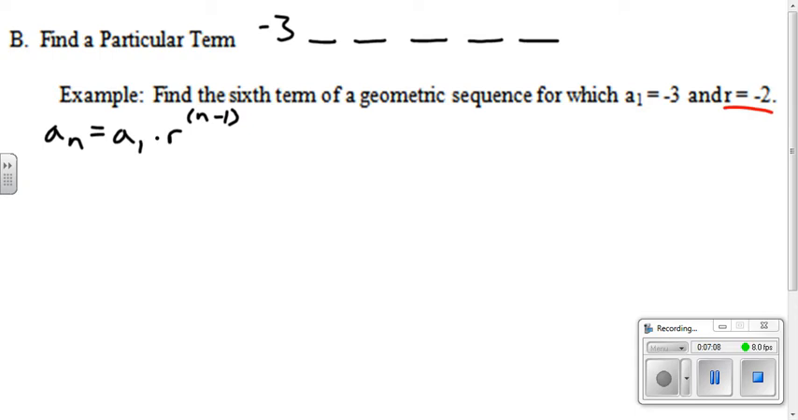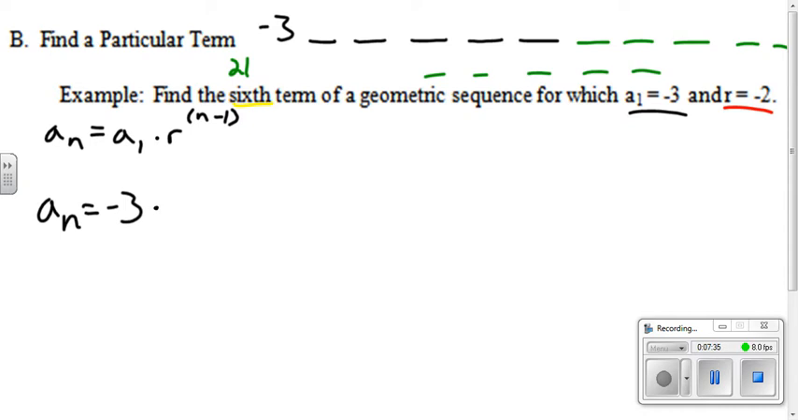But let's say it wasn't this sixth term. Say we actually wanted like the 21st term. Well, we don't want to have to count out 21 times and keep multiplying by negative 2 each time. We just want to know a quick, easy way to plug in our values. So we would say then our a sub n equals a sub 1, which is negative 3, times our r value, which is negative 2, to the n minus 1 power.